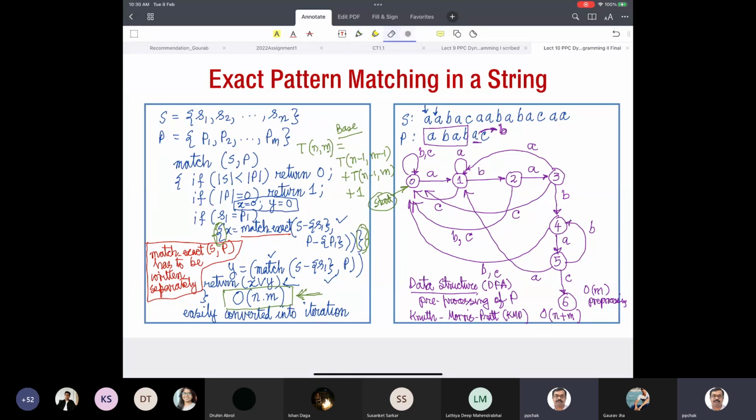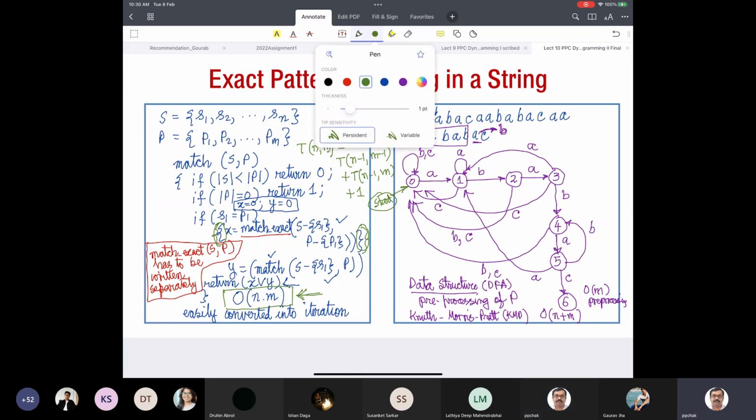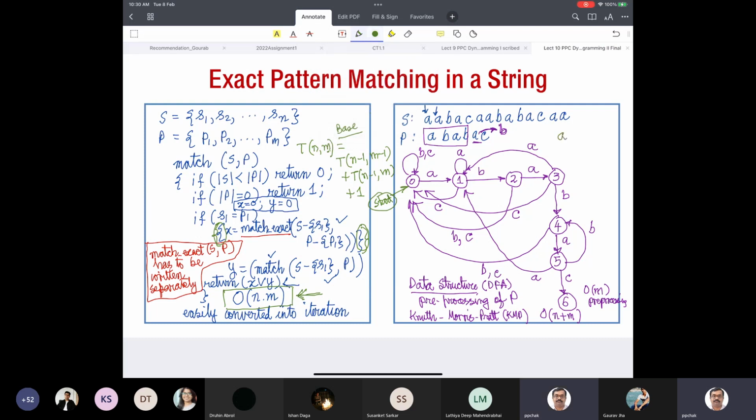So at the start point, if I have got A, then of the pattern, I have moved one step. If I get B or C, then I remain here at the start.